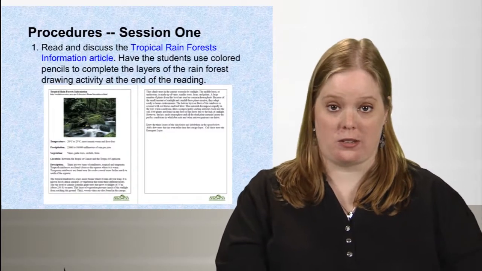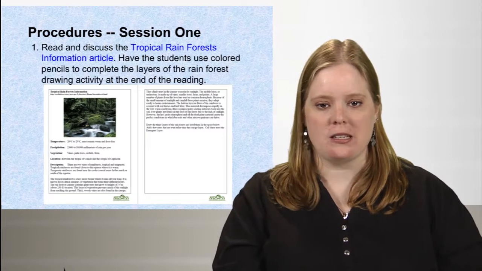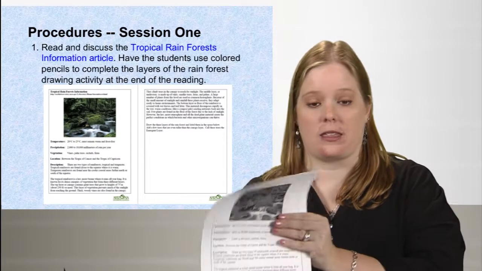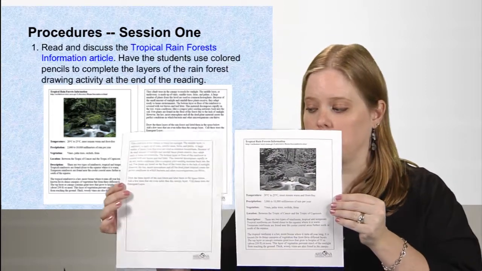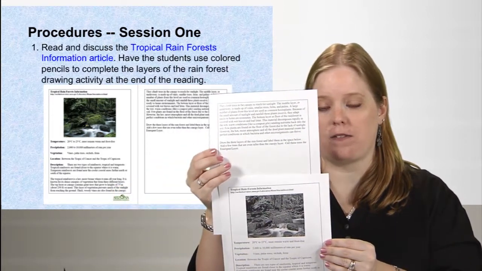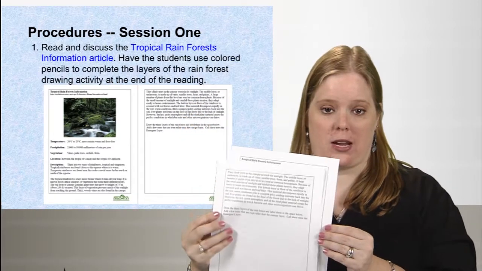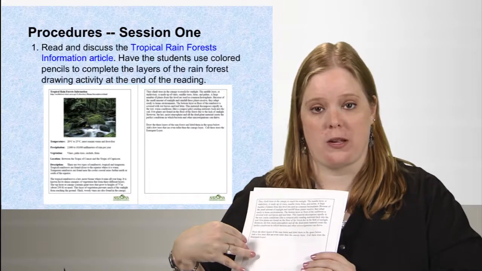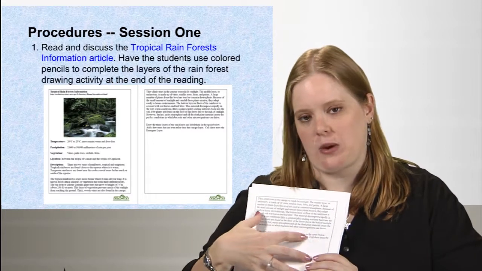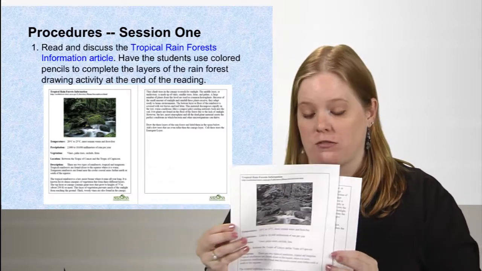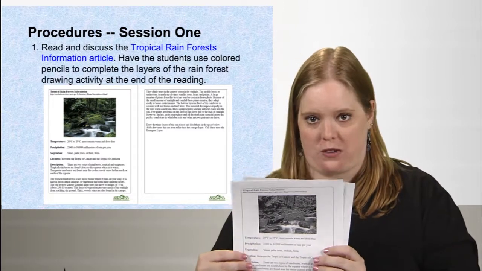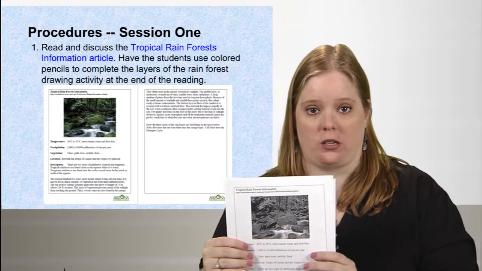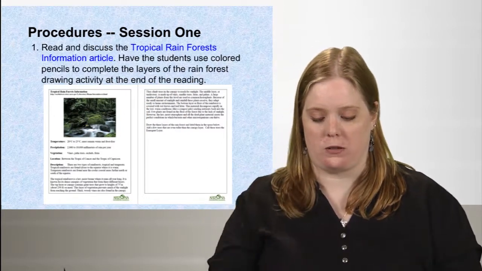So here are the procedures. Session 1. You're going to read and discuss the Tropical Rainforest Information article. It looks like this. It's very simple, has a little bit of information, and a space for them to do an activity. The drawing activity is where you're going to use the colored pencils, but they're going to directly write on there based on the information that they've read. This is about the layers of the rainforest, from the canopy to the root system of the tropical rainforests.